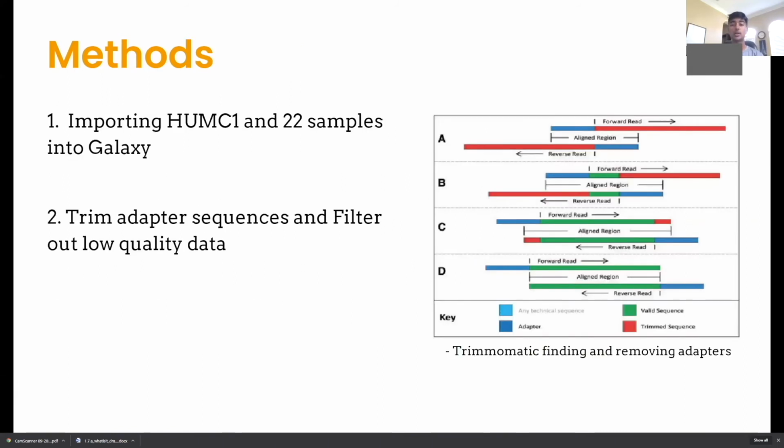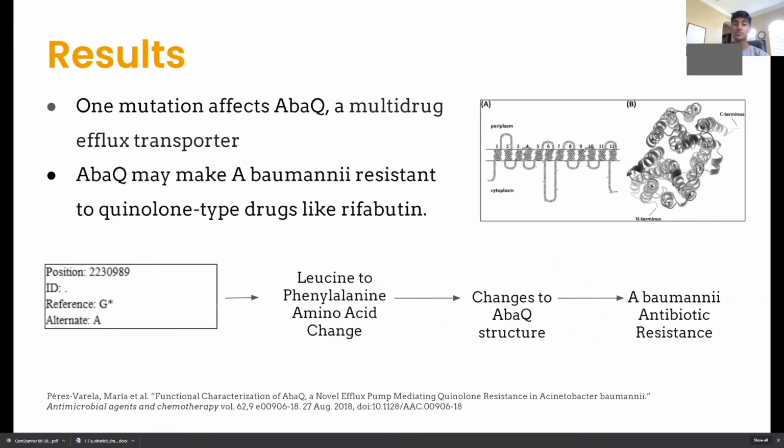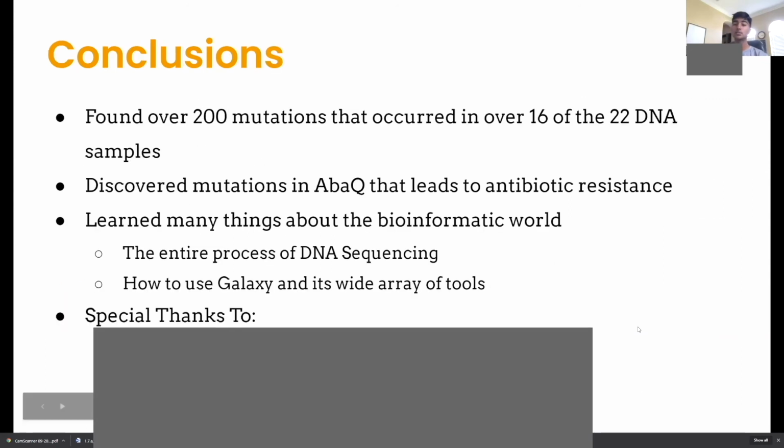After trimming, I ran another tool called FastQC, which allowed me to assess the quality of my reads. After filtering over 45,000 mutations, we were able to find 200 mutations that occurred in 16 plus of our 22 samples. Focusing specifically on one mutation at this position, we can see that the reference sequence reads a G while the samples read A. Finally, as I conclude my presentation, I'd like to restate some of my results.